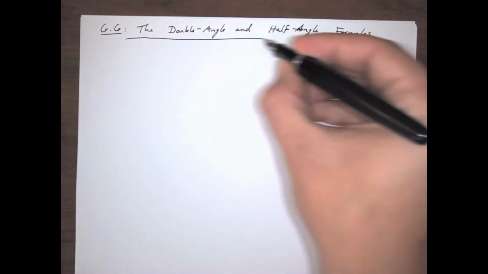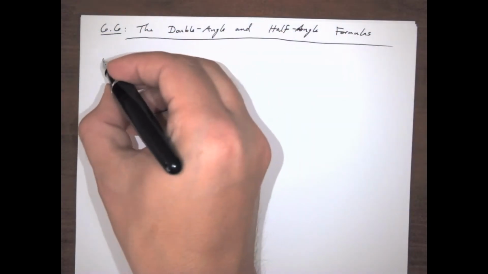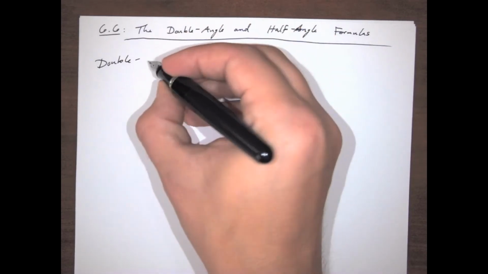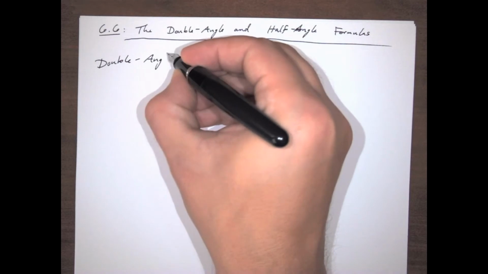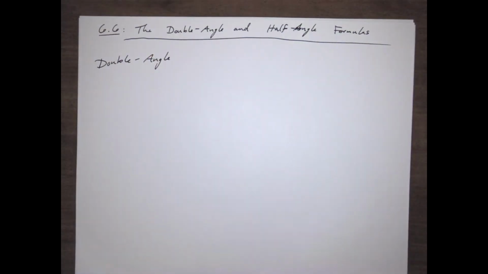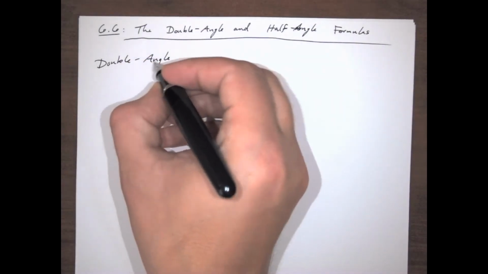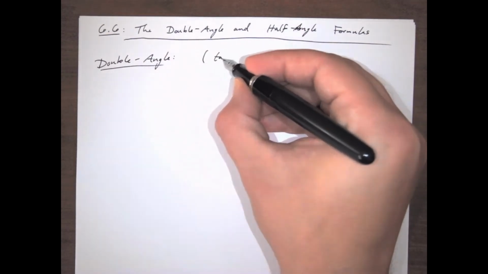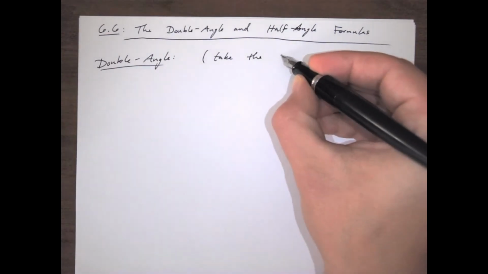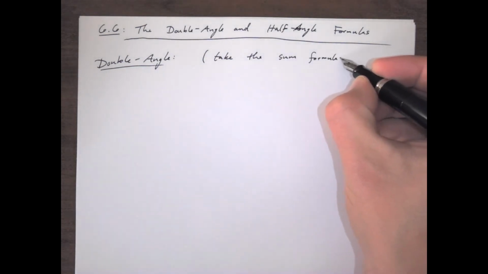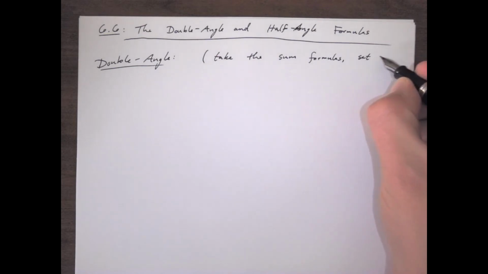Formulas. So let's start with the double angle, which in this class is not going to be particularly useful on its own. They're going to be more useful in giving us the half angle formulas for us. However, in other contexts, these have a lot of use as well. So the double angle. The key here is to take the sum formulas and set alpha equal to beta.